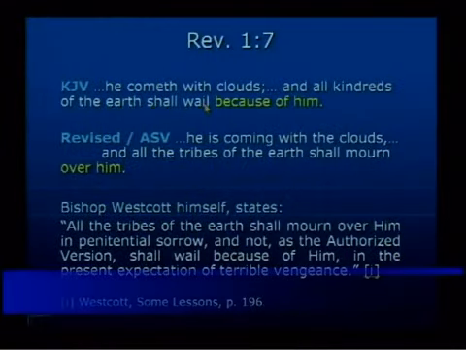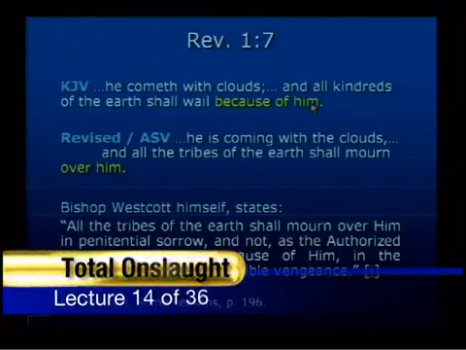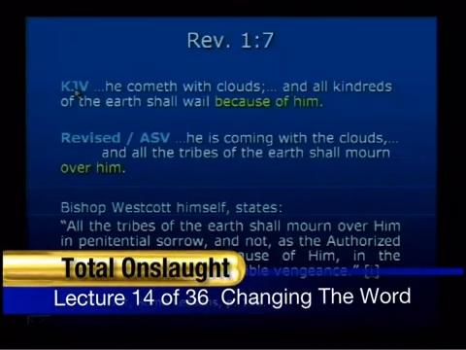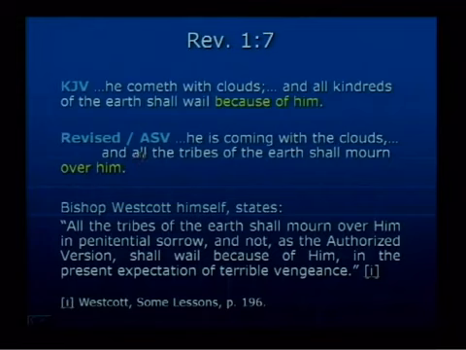Revelation 1:7. "He cometh with the clouds, and all kindreds of the earth shall wail because of Him." Notice this change. King James Version: "because of Him." The Revised: "He is coming with the clouds, and all the tribes of earth shall mourn over Him." Now, what does it mean? Remember that Hort said, we'll change it here a little bit, we'll change it there a little bit. Bishop Westcott himself states, "all the tribes of the earth shall mourn over Him in penitential sorrow, and not as the authorized version, shall wail because of Him in the present expectation of terrible vengeance."